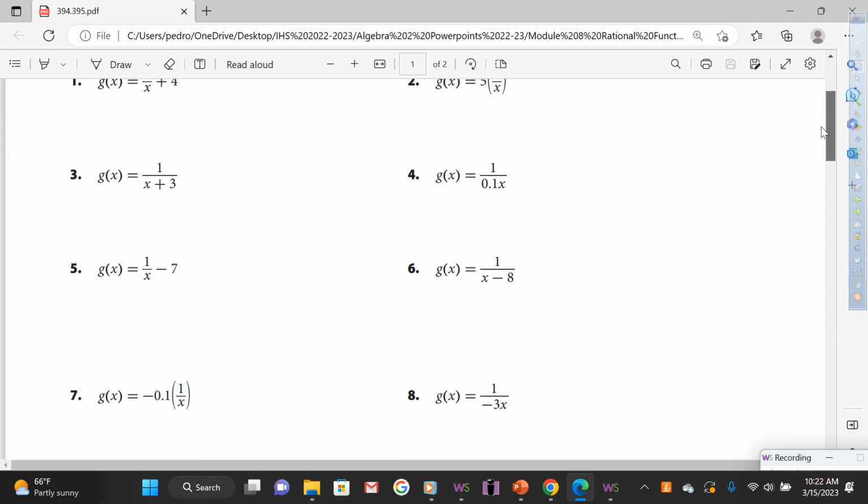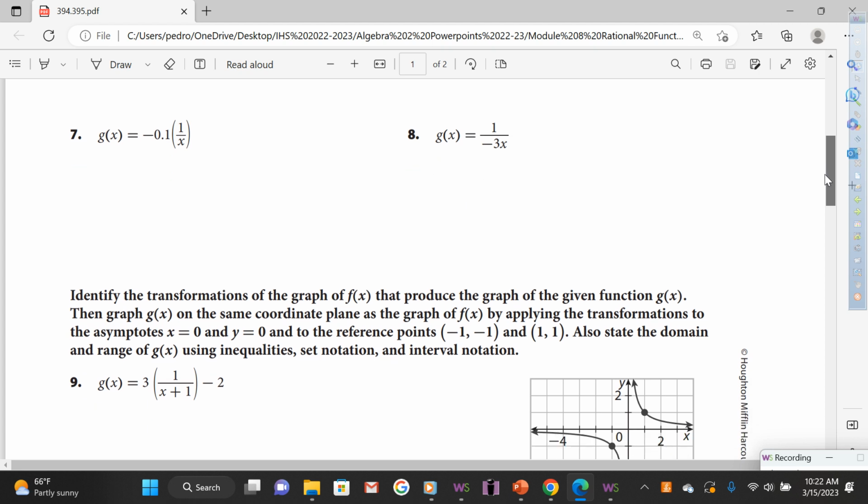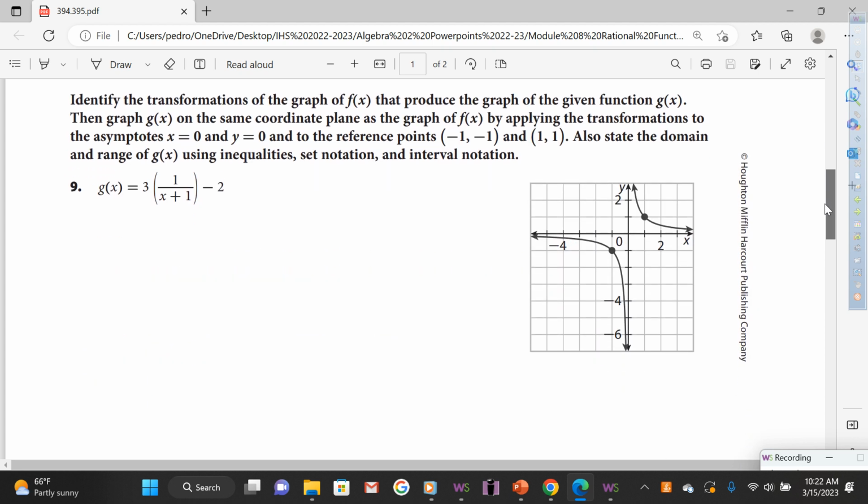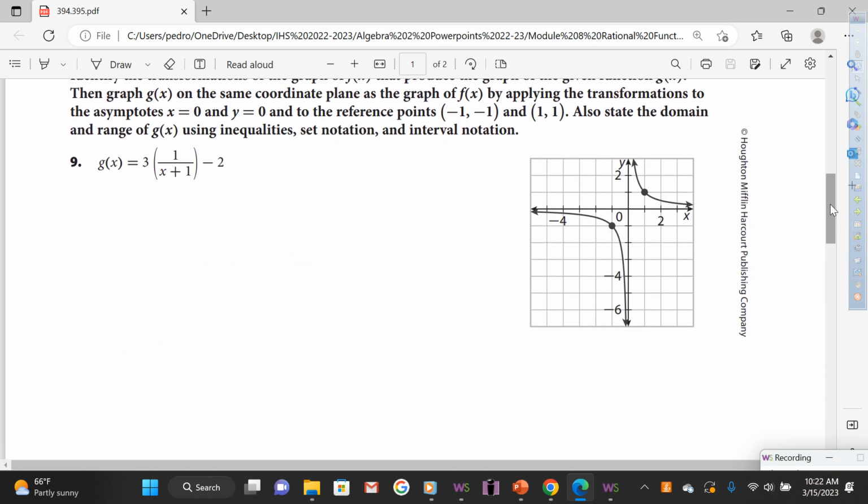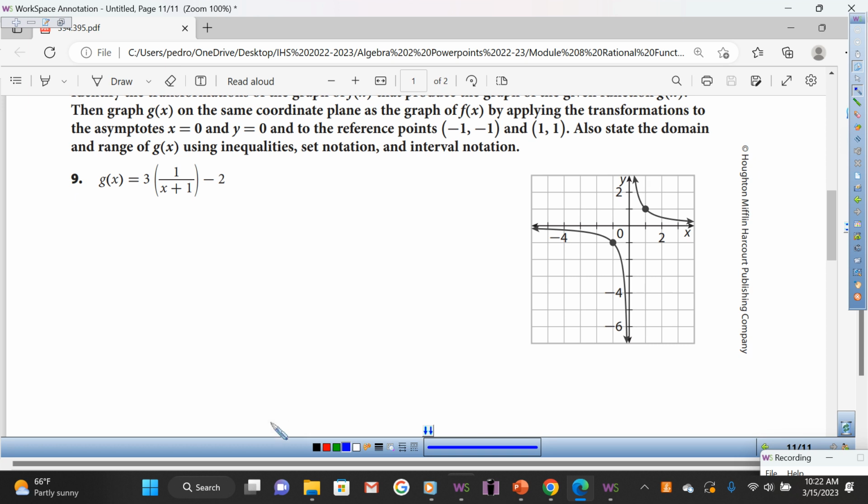Before I do, though, look up to the screen. Look at number 9. All right. Let's see. Now that we have our transformation goggles on, let me give you the parent function for this one. Don't write this down. There's my parent function.